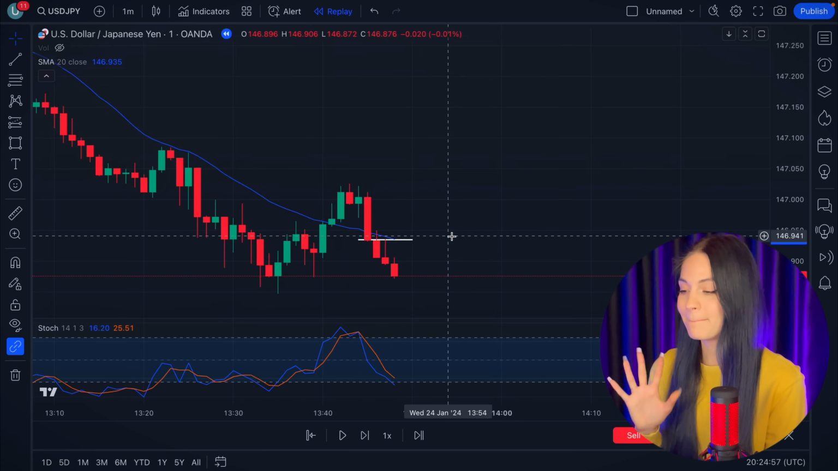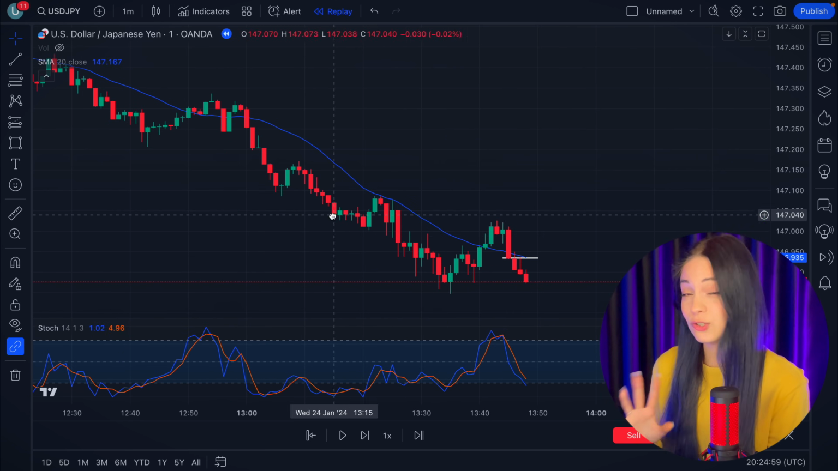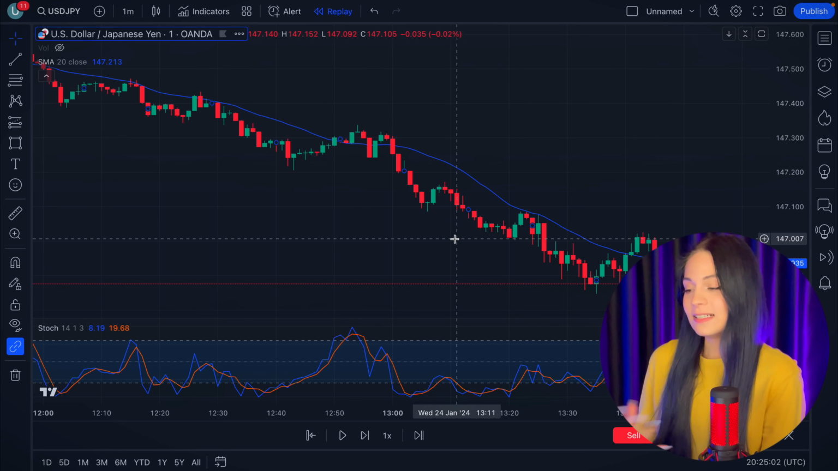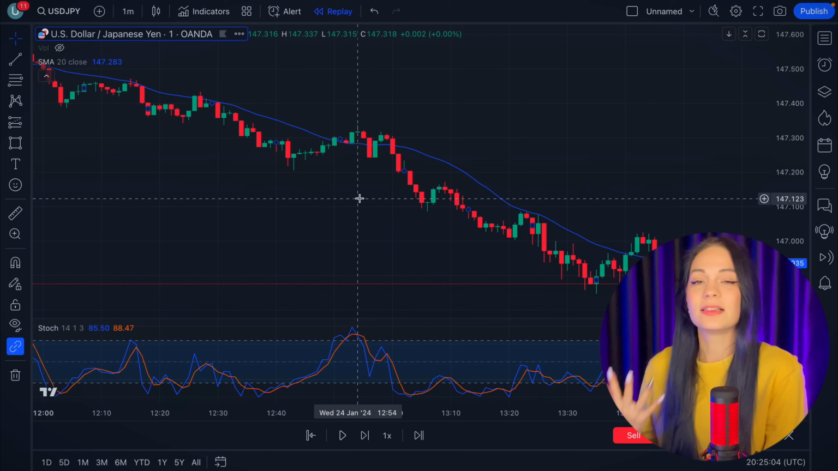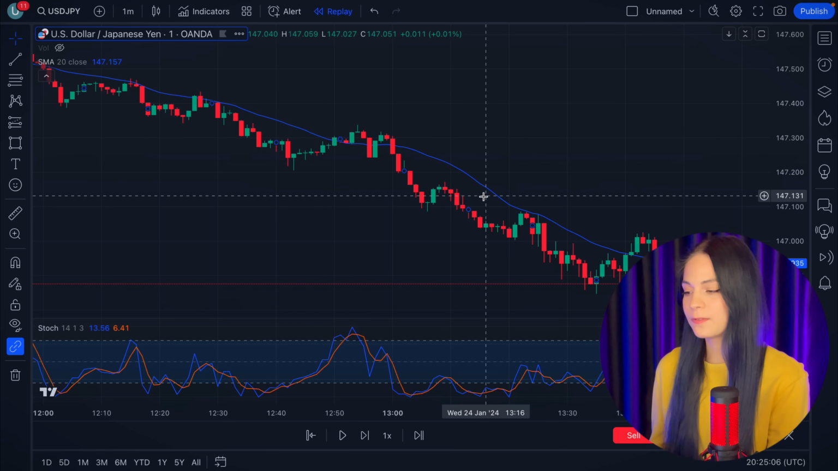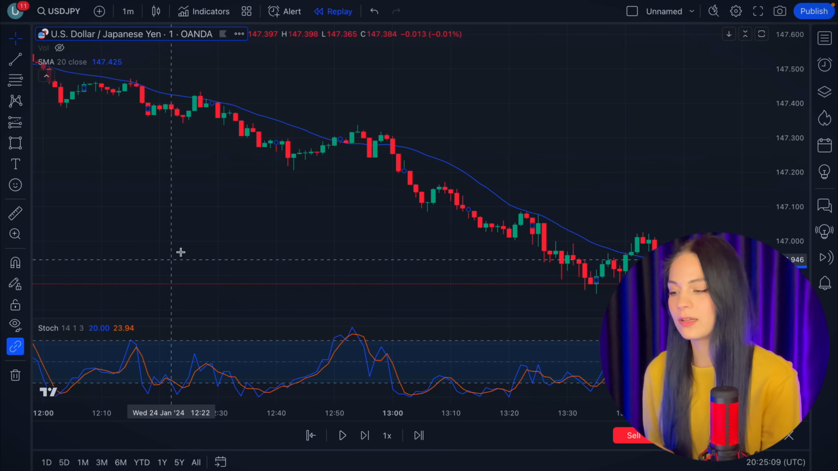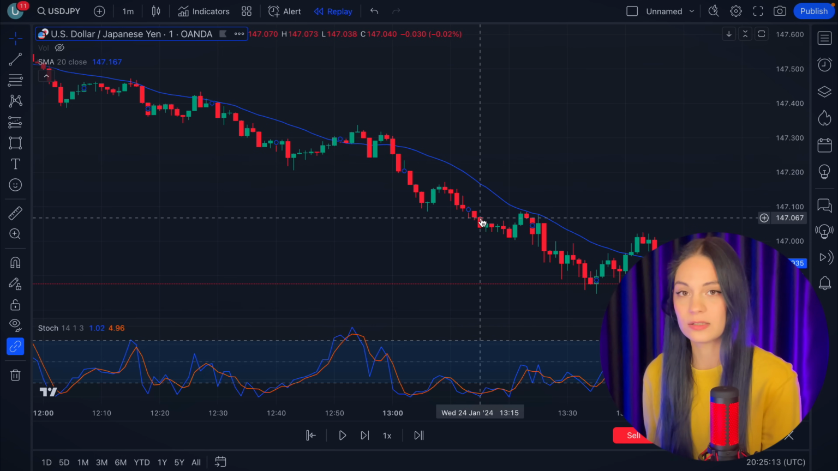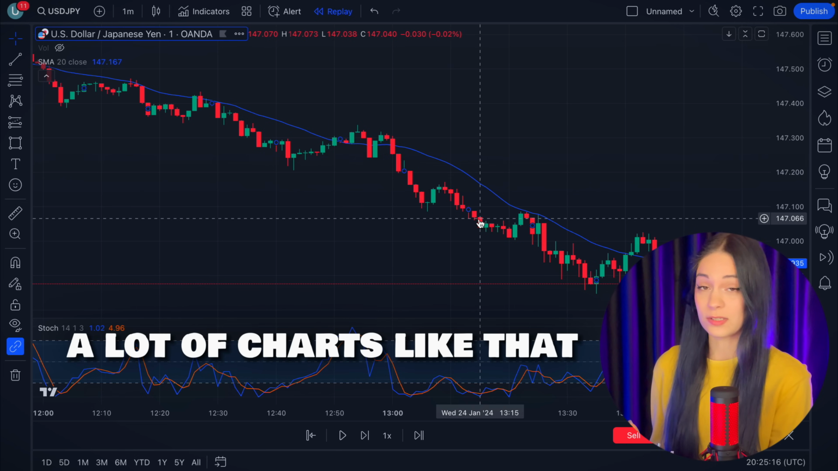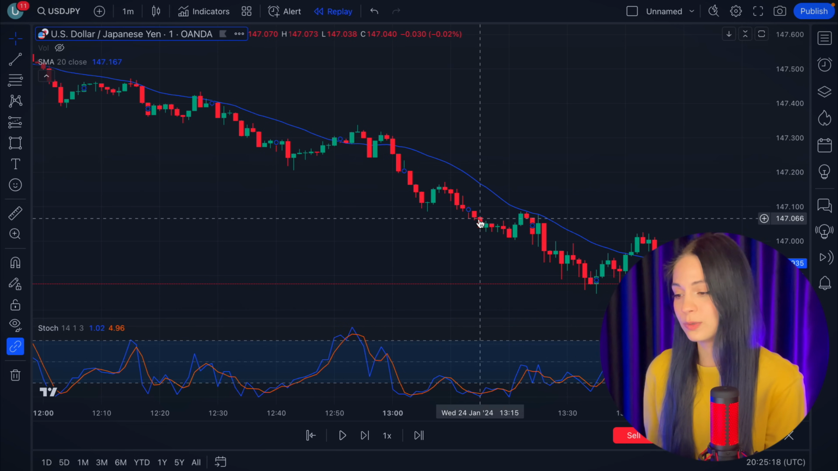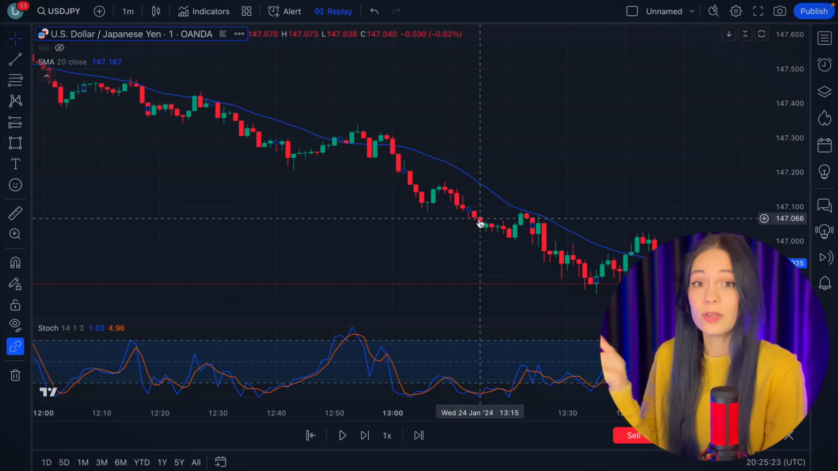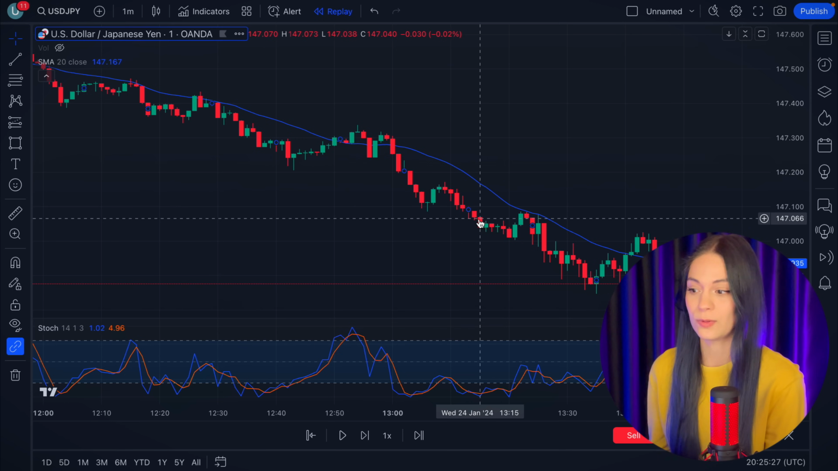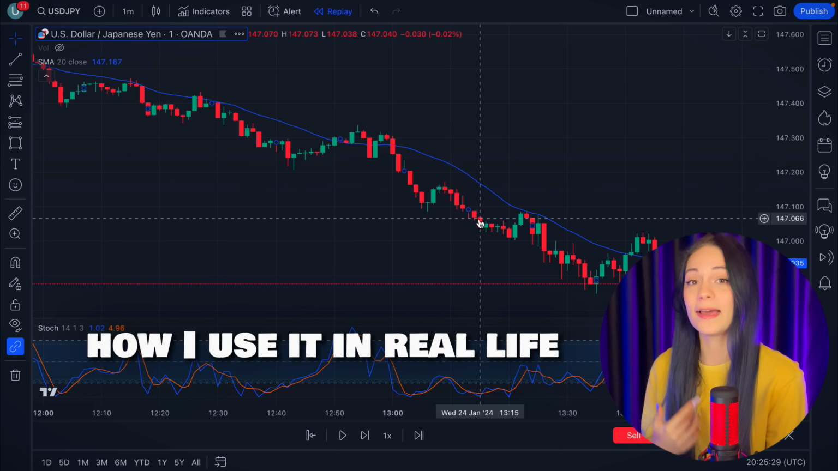Good job, right? But what is the trick here? Deals like that, you cannot find a lot of them throughout the day, when the price is going perfectly along the line of moving average, and when stochastic shows good signals. You won't find a lot of charts like that. And of course, you will have a lot of open currency pairs, and when you're looking through them, you will lose the ability to find the one. It's really stressful. That's why I will show you how I use it in real life.